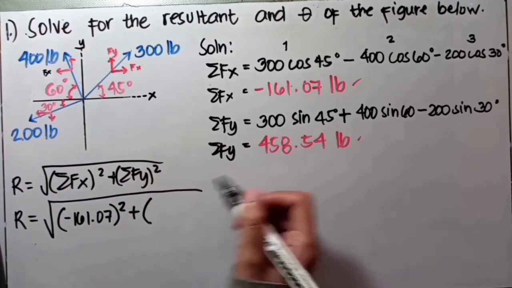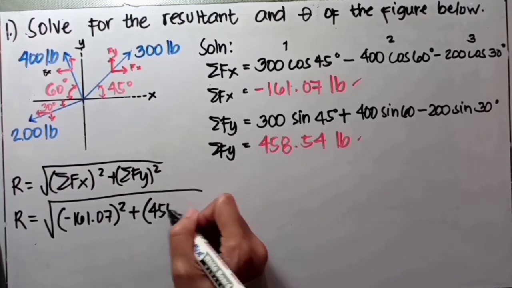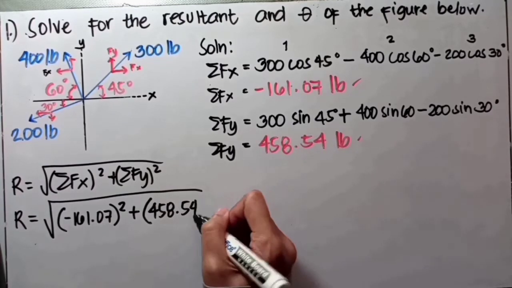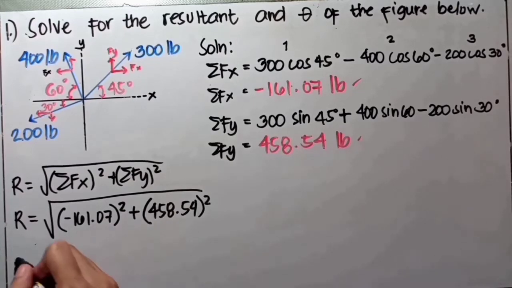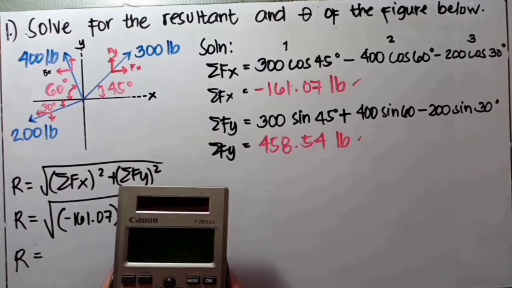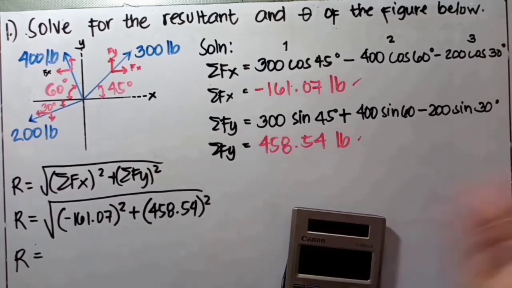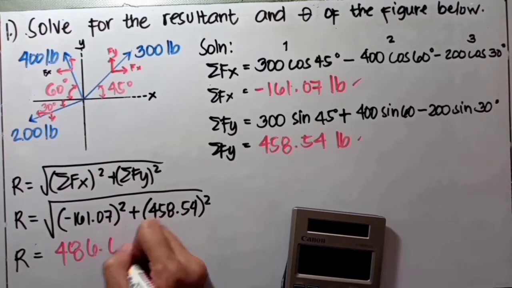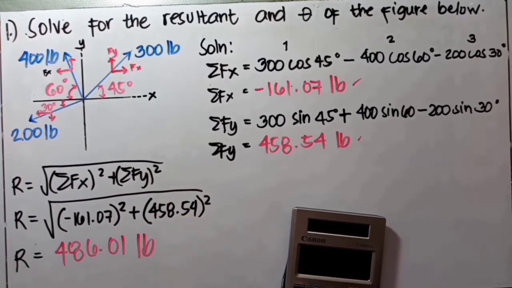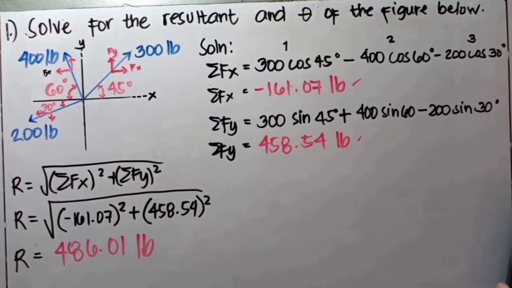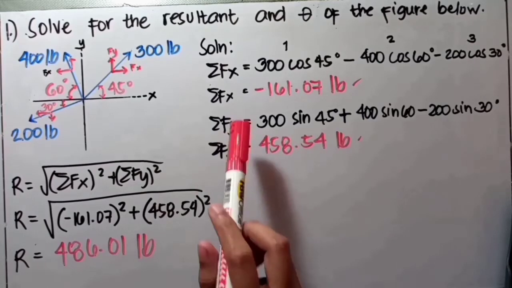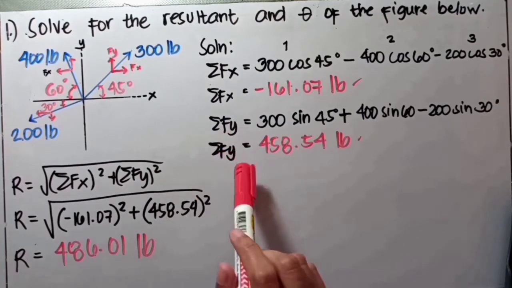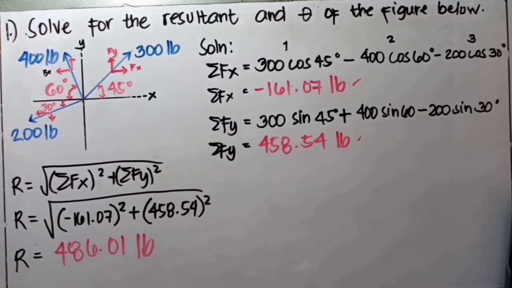Plus, the summation forces Y, which is 458.54 raised to 2. R will be equals to, so, we arrive at 486.01 na answer, pounds. Don't forget the unit. So, meron na tayong resultant. Meron na tayong summation forces X, check. For summation forces Y, check. And then R, the resultant.